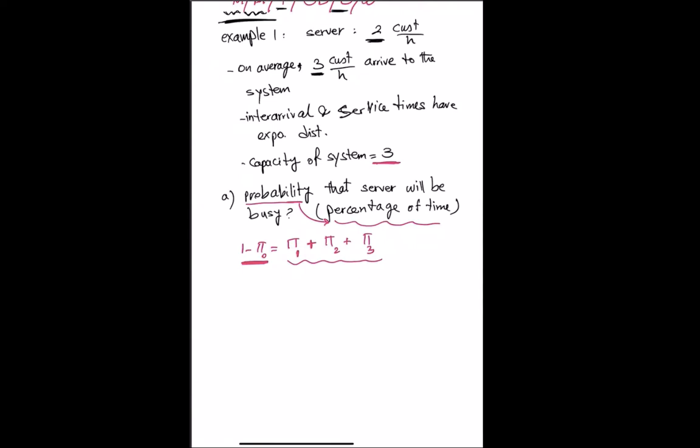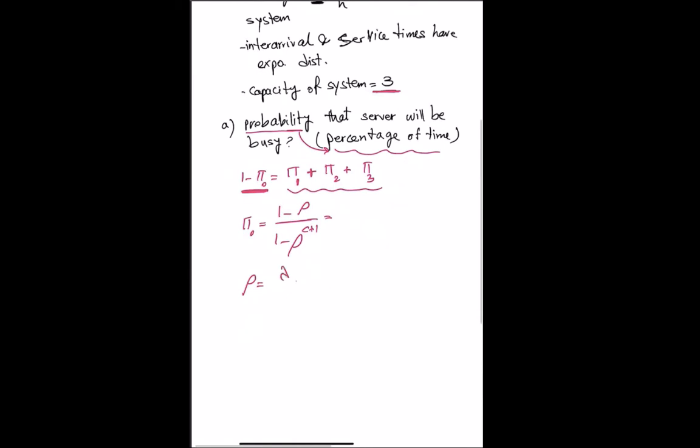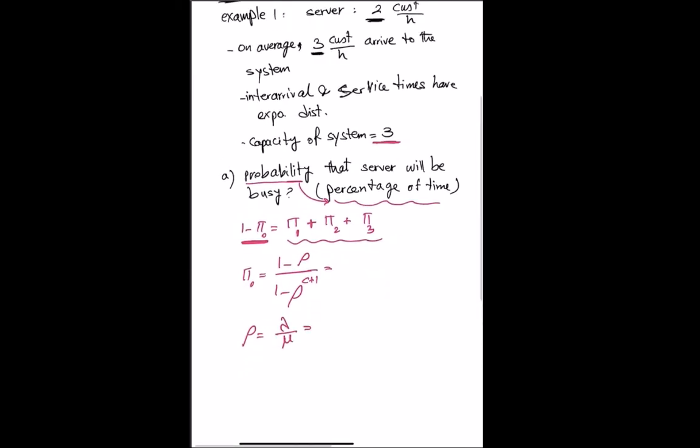And we also showed in the previous session that pi 0 is (1 minus rho) over (1 minus rho to the power of c plus 1), and rho is lambda over mu. What is the arrival rate here, guys?